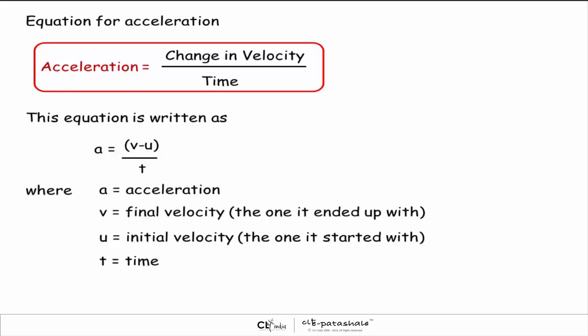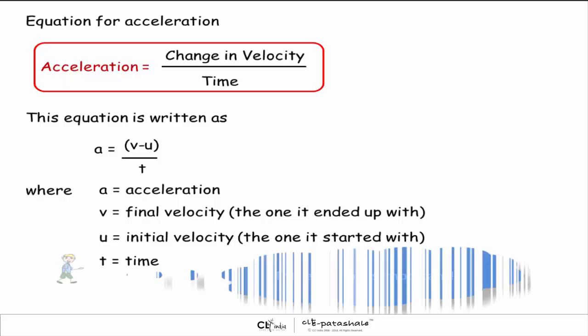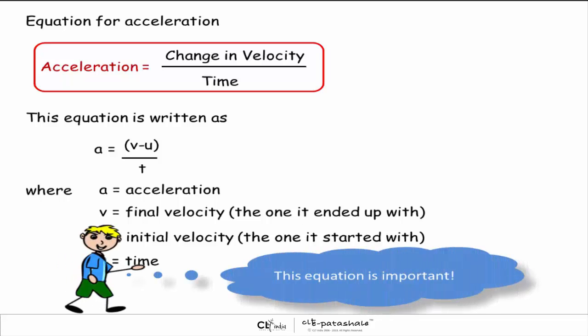This equation is written as a = (v - u) / t, where a equals acceleration, v equals final velocity, the one it ended up with, u equals initial velocity, the one it started with, and t equals time. Children, this equation is a very important equation.